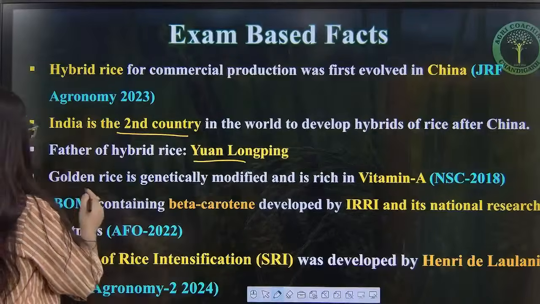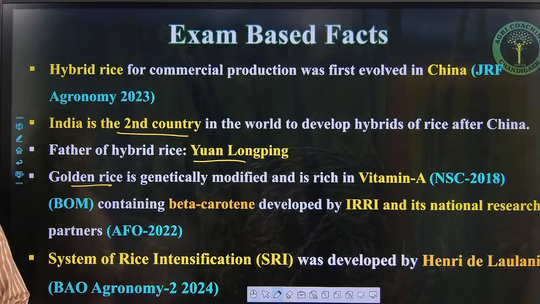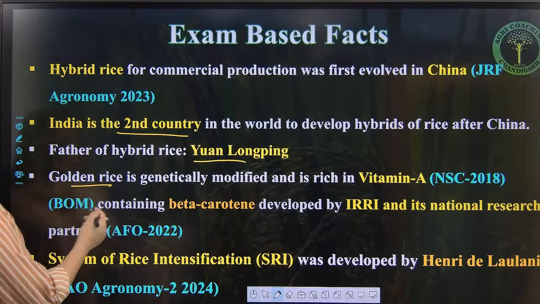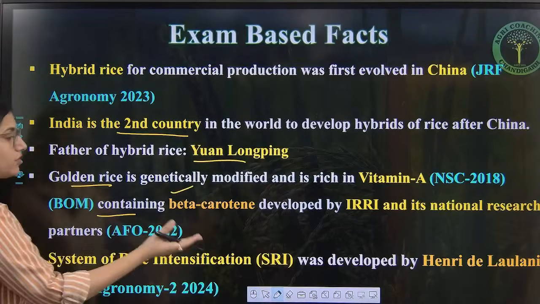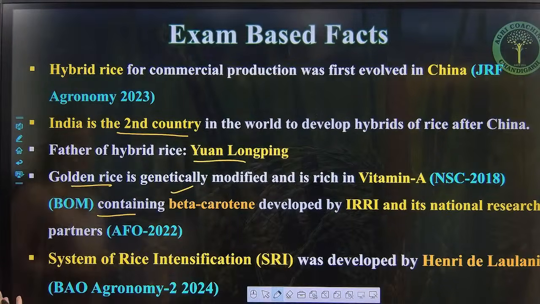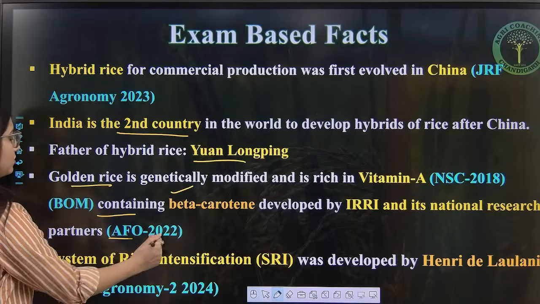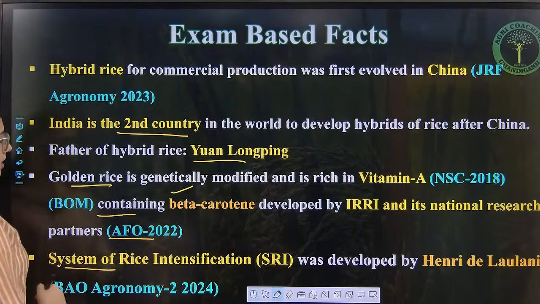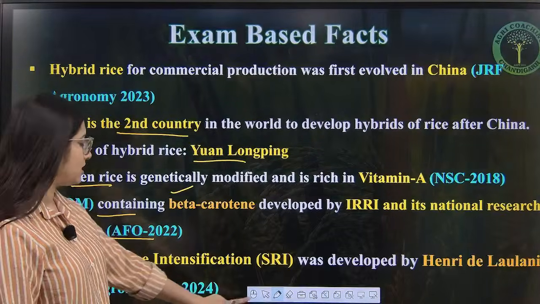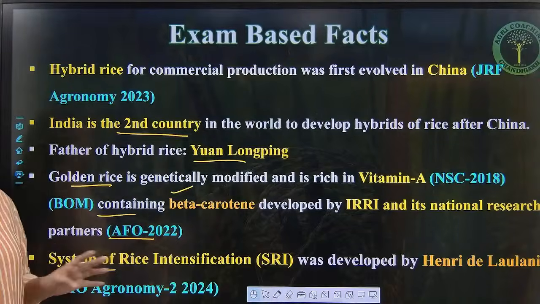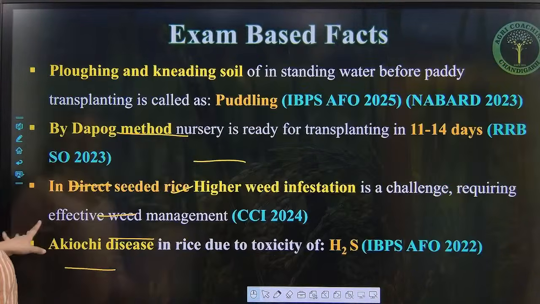Yuan Longping. Golden rice is genetically modified and is rich in vitamin A, containing beta carotene, which was developed by IRRI and its national research partners, asked in AFO 2022. Then the SRI was developed by Henri de Laulanié. It was asked in BO Agronomy 2024.